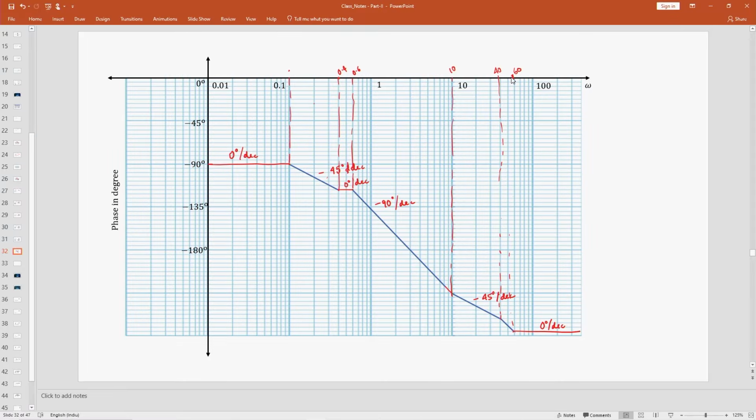So this example hopefully helps you to understand how to draw approximate magnitude and phase plots for a transfer function. Of course, this is where you are given the transfer function. It turns out the other way around is also possible, and that has much important implications, because that will also help you to find out the transfer function of a system.